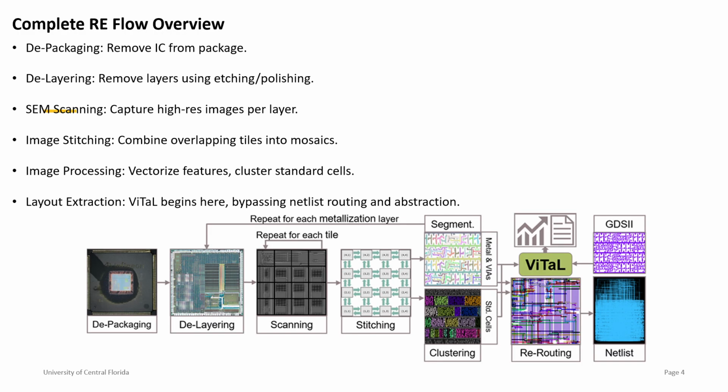Here is the complete reverse engineering flow overview. Before VITAL can be applied, standard reverse engineering steps are performed. These include depackaging and delayering the IC, scanning each layer using SEM, stitching these images into full layer mosaics, and finally processing the image to extract layout polygons.